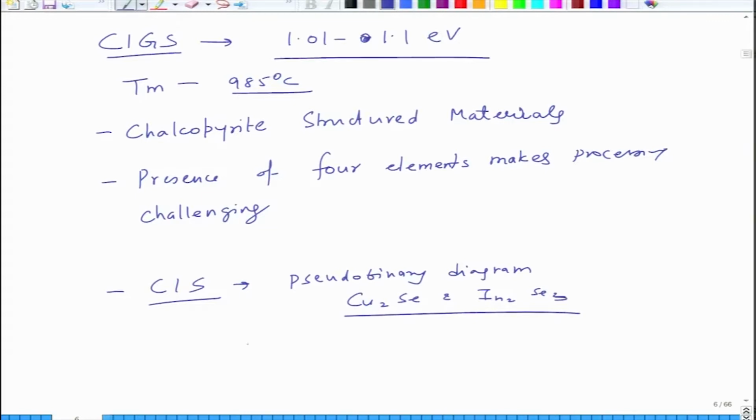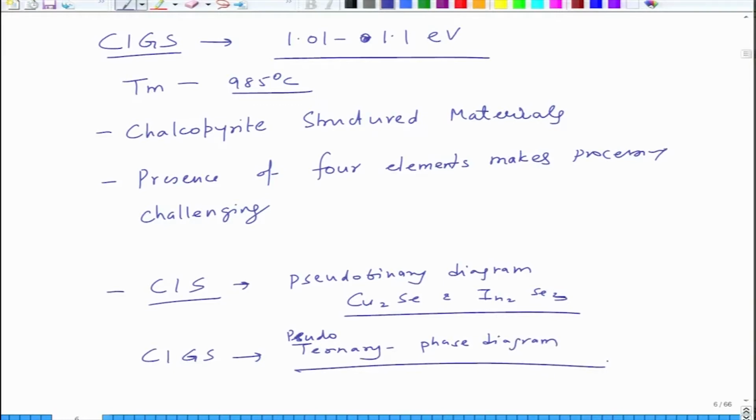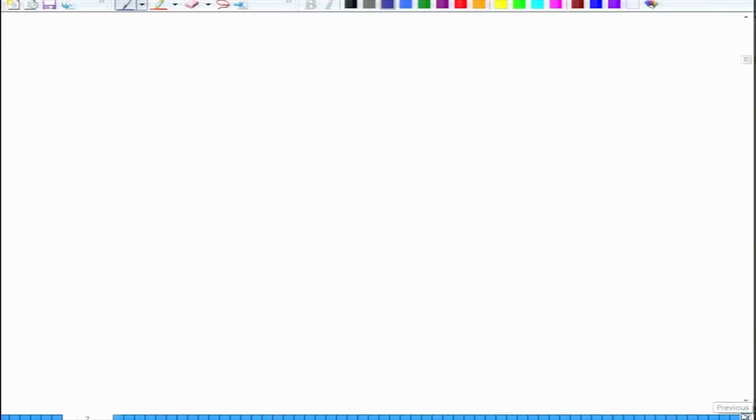But when you go to a ternary phase diagram, now we have CIGS. So this gives rise to a pseudo ternary phase diagram. And this leads to complexity in understanding the phase formation. So you do not have too many degrees of freedom to optimize the phases. It is a little bit tricky, and also since you have so many elements, the defect levels also get created quite a bit.